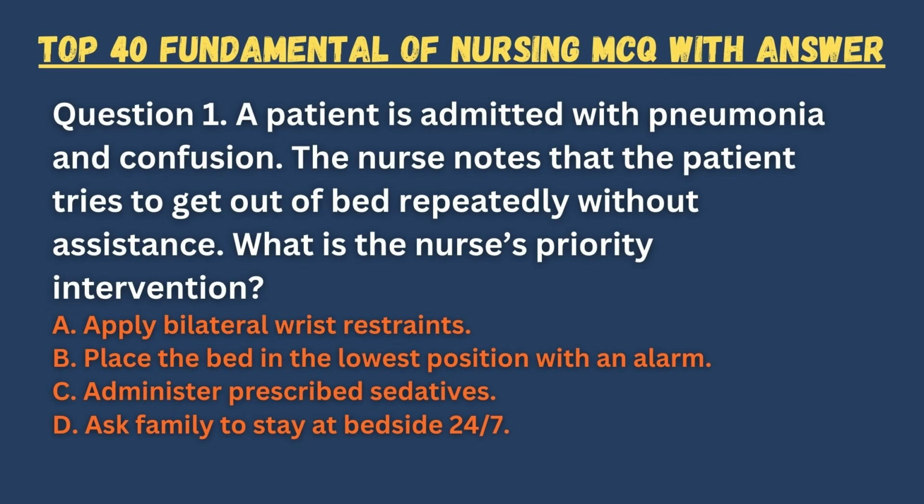Question 1. A patient is admitted with pneumonia and confusion. The nurse notes that the patient tries to get out of bed repeatedly without assistance. What is the nurse's priority intervention? A. Apply bilateral wrist restraints. B. Place the bed in the lowest position with an alarm. C. Administer prescribed sedatives. D. Ask family to stay at bedside 24/7.